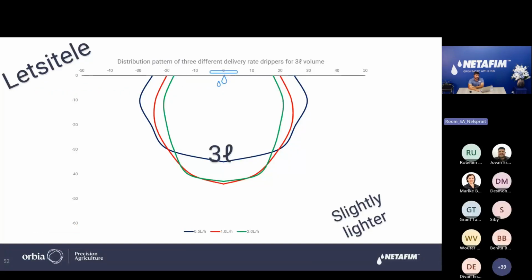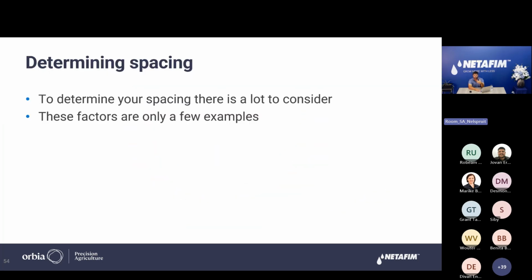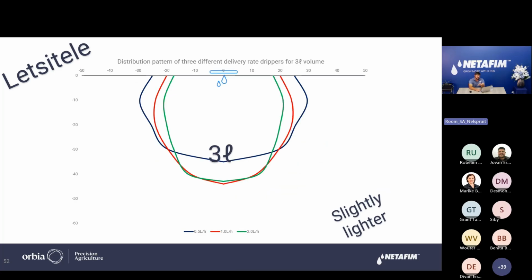So if I look at obviously some tests we did in Lexiteli, I'm going to compare some distributions in these soils and then how to determine your dripper spacing. So I'm going to take a look at this 6 liter an hour. As you can see, again, we get a little bit better distribution with the 0.5s compared to the others. But I'm going to zoom into that 1 liter an hour one with the 3 liter bucket. So it's actually this one that we're going to use to make some calculations. As you can see, it only moves in 40 centimeters into the soil. It's not a lot of water.